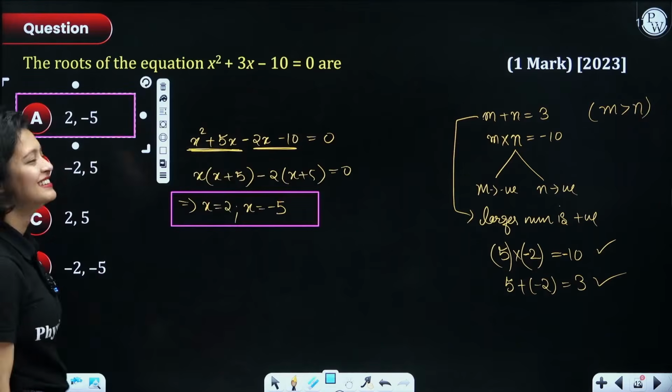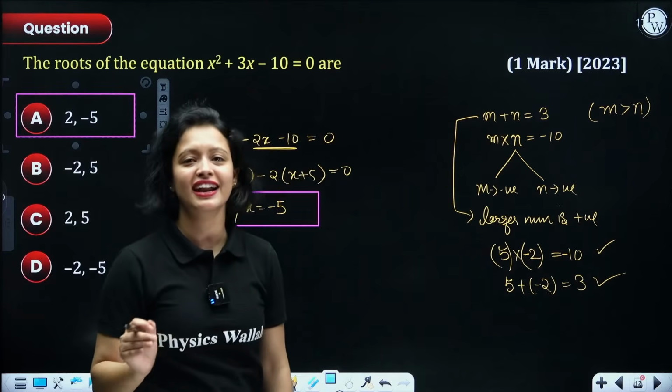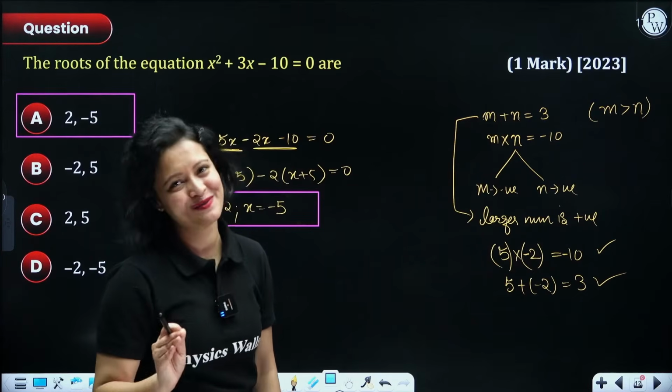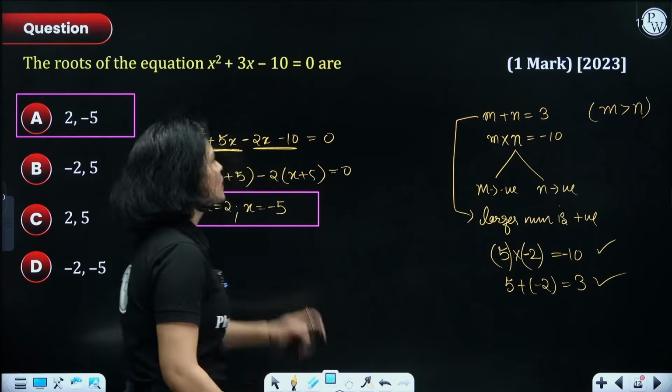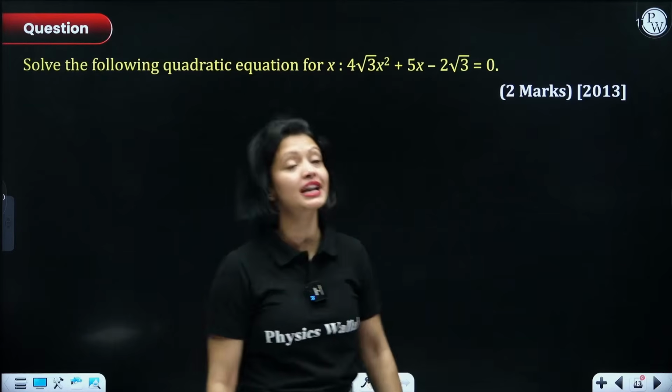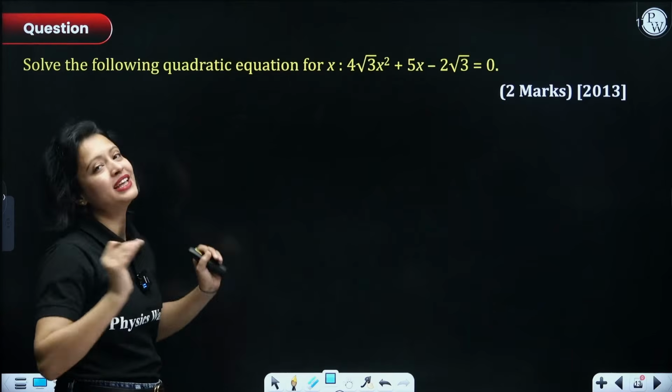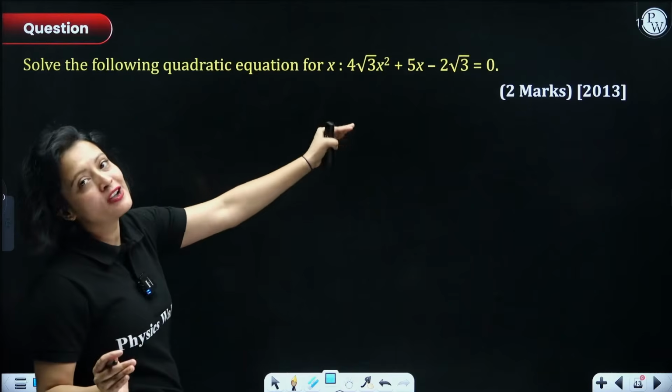This is the answer. Okay, so everyone that gave the correct answer, pat yourself on the back. Good job, guys. Well done. Okay, chalo. So with that, let's move on to the next question. Again, we are going to practice the same thing that we learned. Okay, this was a 2-marker question back in 2013.